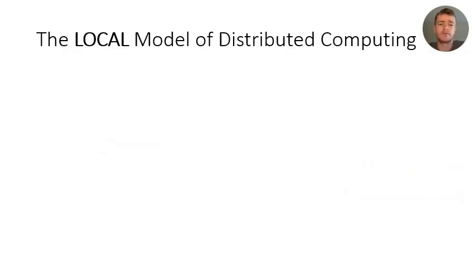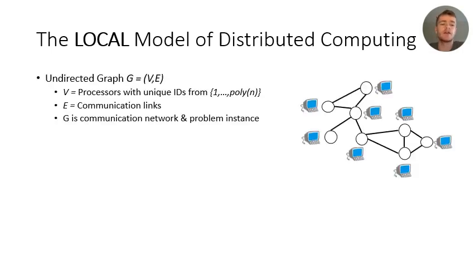Let me now introduce the LOCAL model of distributed computing that we consider here throughout the talk. The input is an undirected graph G, where each vertex corresponds to a processor equipped with a unique ID. Each edge corresponds to a communication link between two processors, where messages can be exchanged. It's important to note that G not only serves as the communication network, but it's also the problem instance itself. So if we want to solve maximal independent set, we want to find an MIS on the graph G, while G also serves as the communication network.